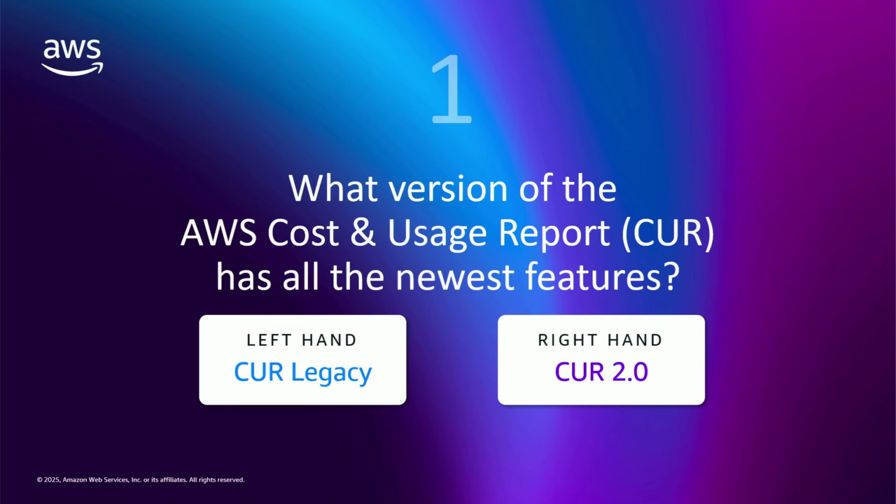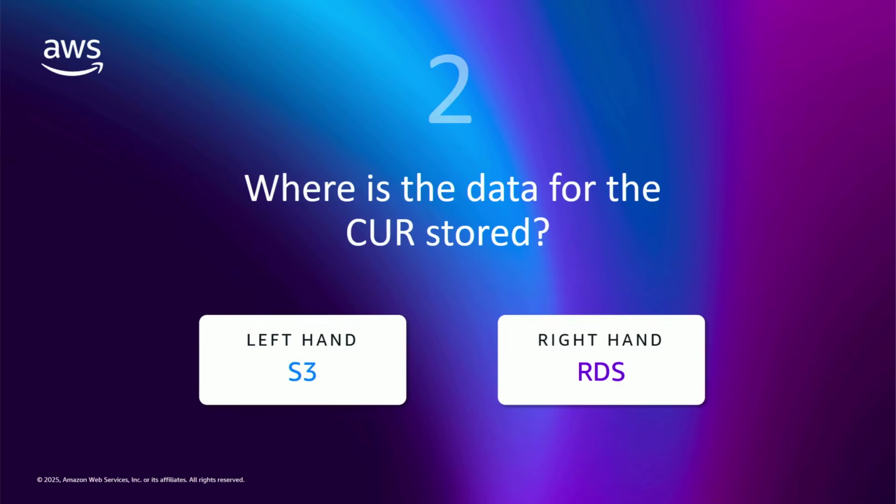First question. What version of the AWS Cost and Usage Report has the newest features? CUR Legacy or CUR 2.0? 3, 2, 1. CUR 2.0. Did anyone get that wrong? Well done, folks. OK, so this is the newest CUR. This is the one that has all the features. If you have not used it, you need to start deploying it. And this is what we'll be using in today's session.